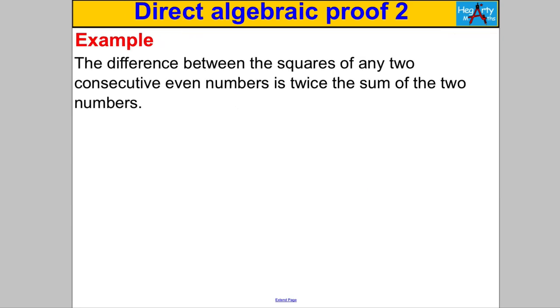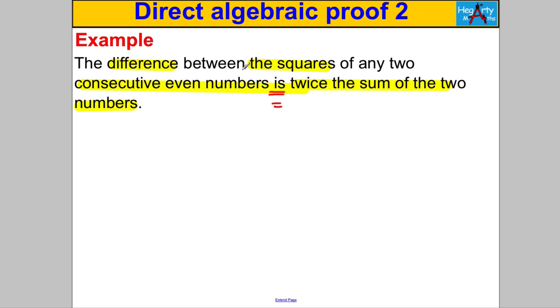Now, let's try and prove this. The difference, now remember difference means subtraction, between the squares of any two consecutive even numbers is twice the sum of the two numbers. Okay, let's just start off with, when it says is, that basically means equals, right? So if we can show the difference between the squares of any two consecutive even numbers, if we can work that out, and also we might want to work out 2 times the sum of the numbers, and if we showed the two things were the same, we'd have done the proof, right?